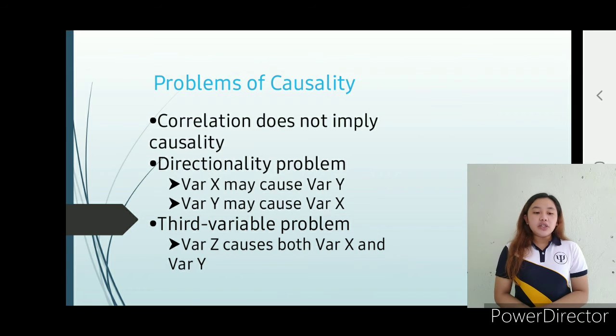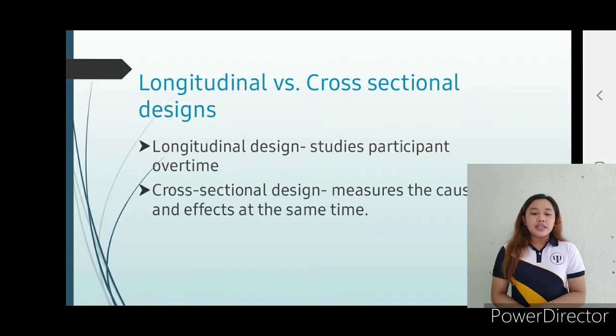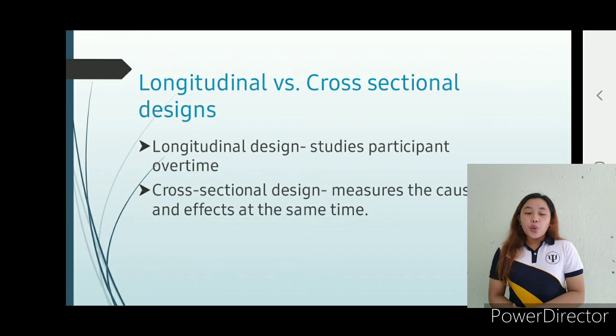Next is longitudinal versus cross-sectional designs. Longitudinal design studies participants over time. The researchers test whether causes are present before a disorder has developed. Last is the cross-sectional design. It measures the causes and effects at the same time.